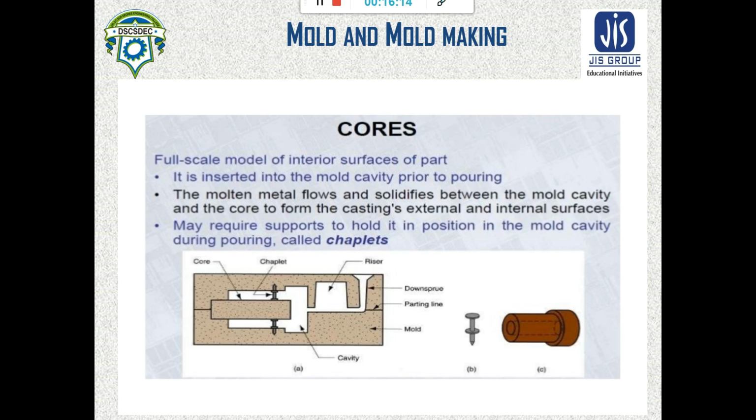Chills are also a metal part, so you may confuse between chills and chaplets. Chills are a metal part which is used to fast cool the molten material. So for fast cooling of the molten material, chills are used. But for supporting the core in its place, that support can be given by a metal object, and those metal supports are known as chaplets.